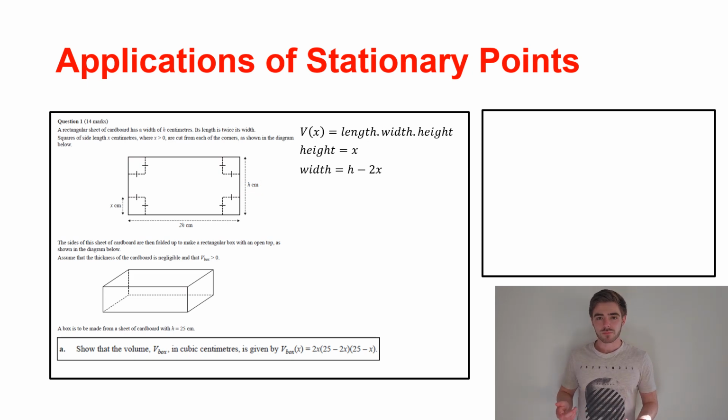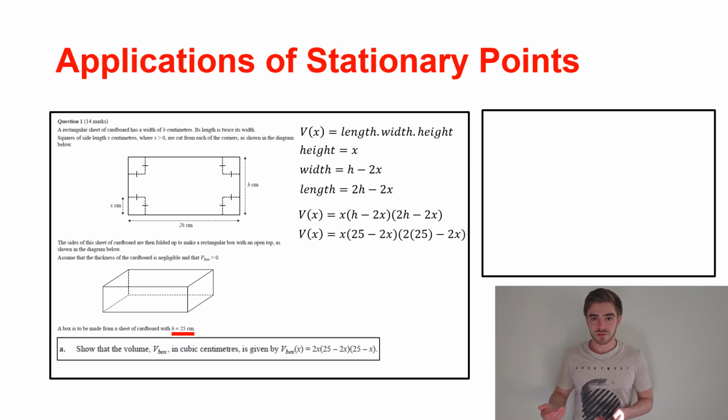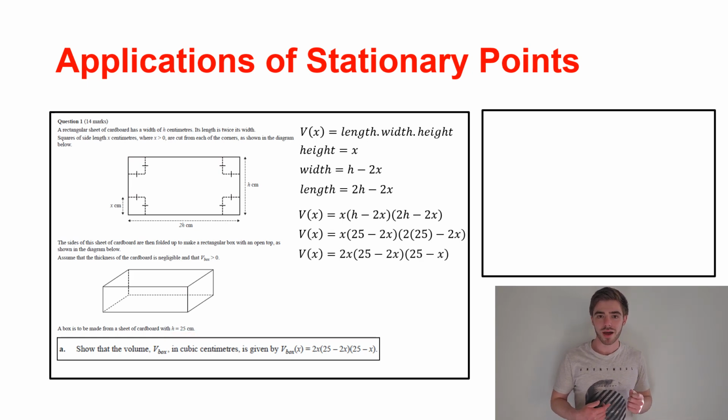We do a similar thing with the length. We started with 2h, but we had to subtract 2x's away from it to form the box. So our length is going to be 2h minus 2x. And now that we have all the required terms, we just substitute into the volume equation. And lastly, we're told that h equals 25. So we're just going to replace every instance of h with 25 and then do a bit of factorising to get it to look exactly like the polynomial in part A.